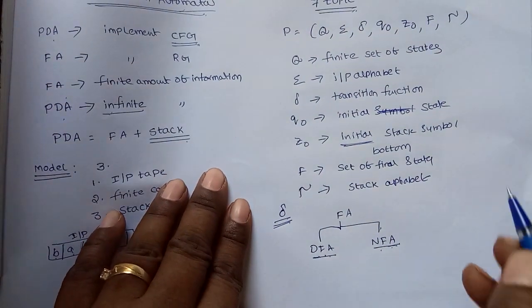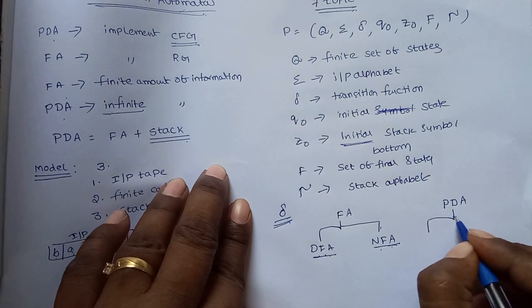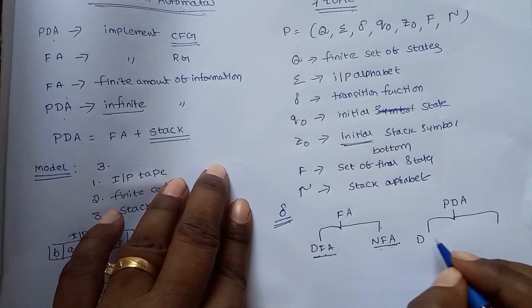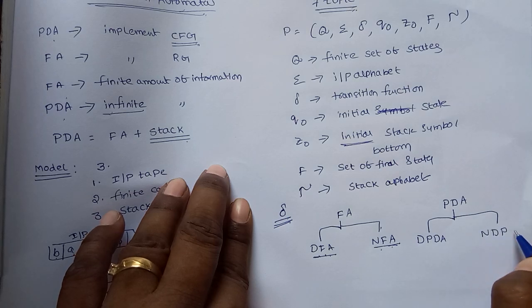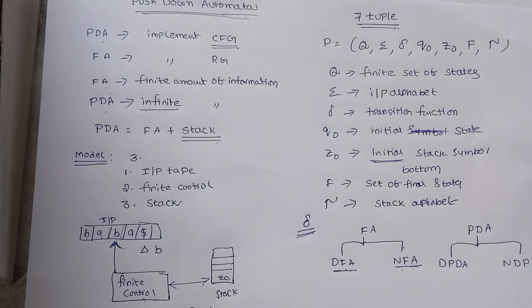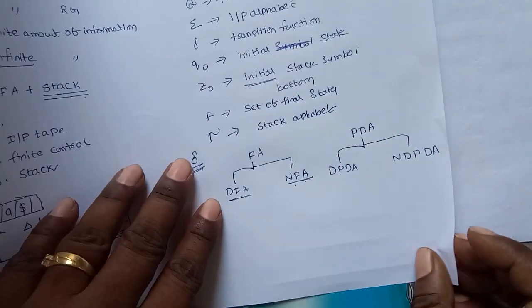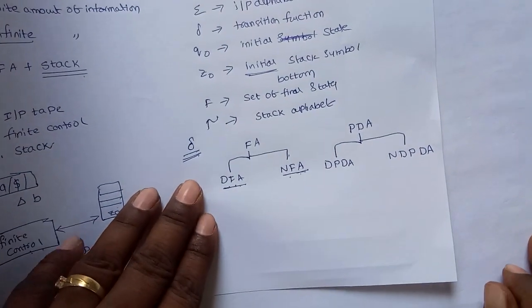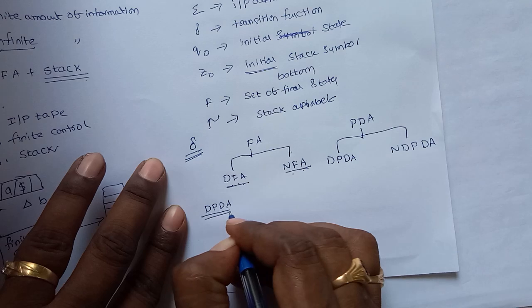In a similar manner, push down automata is also divided into two types. One is deterministic push down automata and the second one is non-deterministic push down automata. Suppose we first move to deterministic push down automata.